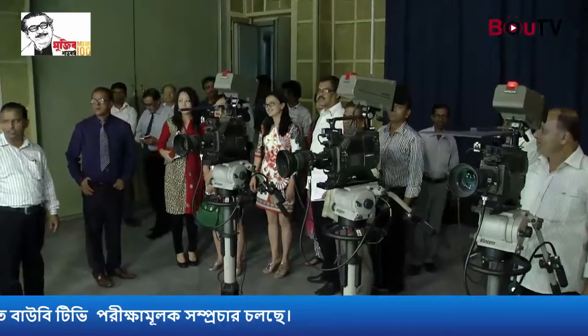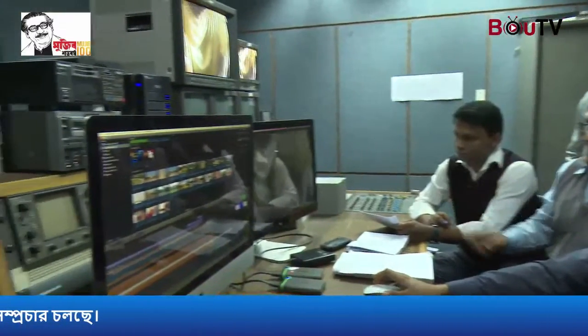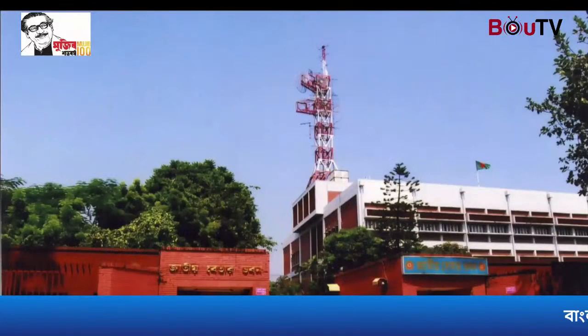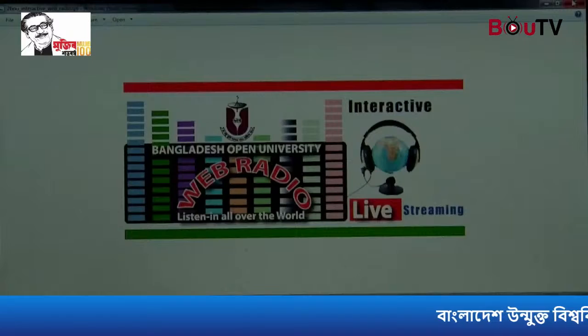To extend information and technology-based educational programs through distance learning, the university's media center and studios have already been digitalized. Apart from the programs broadcast through Radio Bangladesh and Bangladesh Television, the learners have the opportunity of viewing the lectures through YouTube, BOUTube and microSD cards.